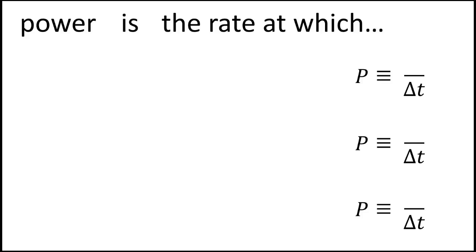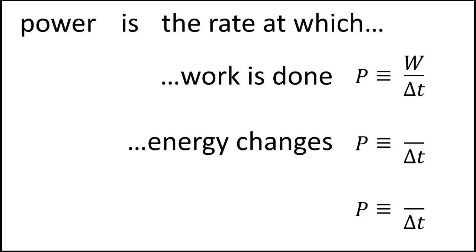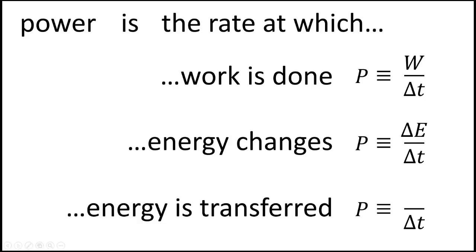The first, power is the rate at which work is done. So the numerator is W for work. The second definition, the rate at which energy changes, delta E in the numerator. And the final definition, the rate at which energy is transferred, and this energy we're referring to is Q, the heat.